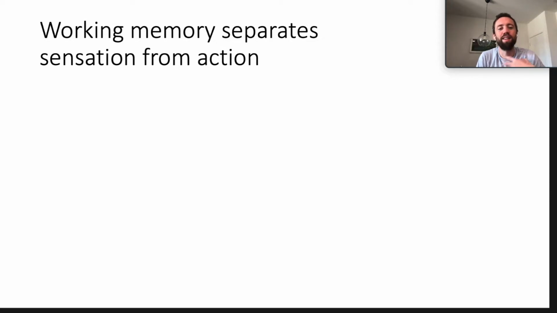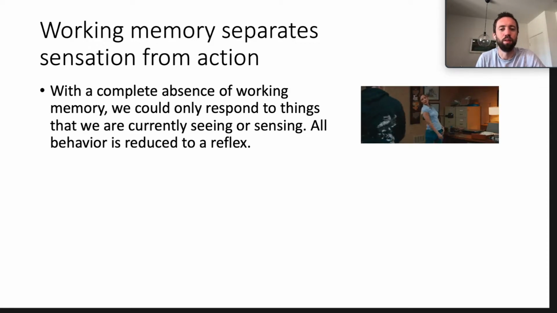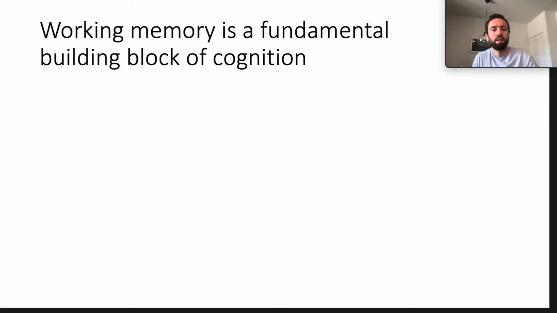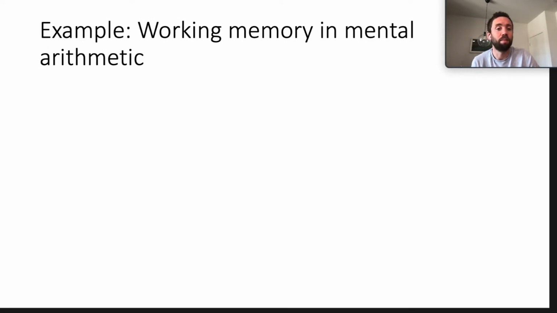Working memory essentially allows us to separate sensation from action. It has a temporary store of information in the mind that can be separated from what's immediately coming into our senses. So, with a complete absence of working memory, we would only be able to respond to things that we're currently seeing or sensing through our other senses. That means that all of our behavior would just be a reflex type reaction to whatever we're immediately sensing. So, working memory really is a cognitive function of itself, but it's also an important building block of many other cognitive functions. I'm going to start with an example of mental arithmetic.